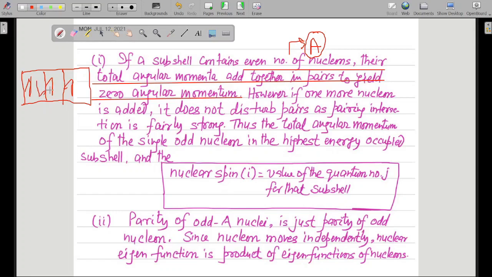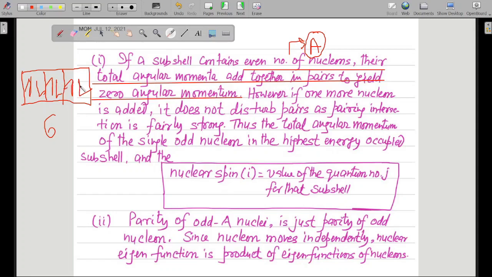So if the number of nucleons is even, for example there are 6 nucleons over here, so the number of nucleons is even, so what will happen? The angular momenta of this and this will add together to yield 0 because they are oppositely spined. So the angular momenta will yield 0 total angular momentum. Similarly these two are also paired.